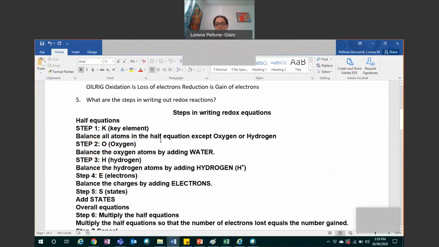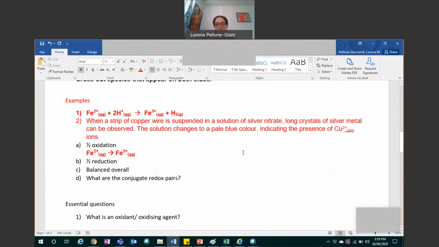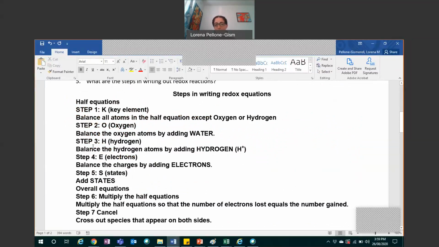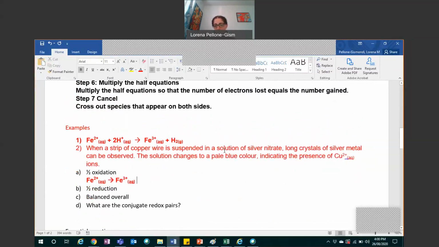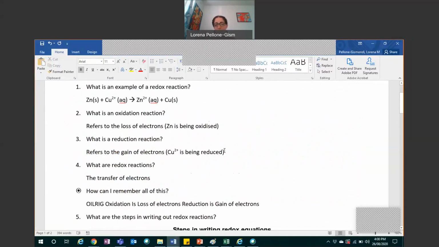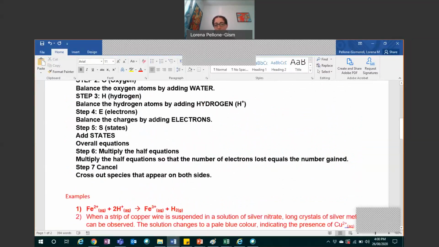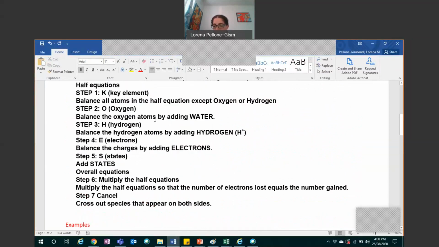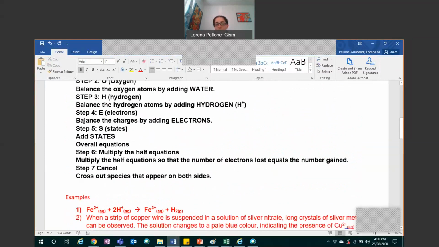Now we balance the oxygen atoms by adding water. Well, there's no oxygen atoms, so you skip that step. Balance the hydrogen atoms by adding H+. There's no hydrogen atoms, so you can skip that step. And really here, sorry, where I said the subheadings before, the complex redox reactions, that's what we're going to get into in lesson 4. But I wanted to give you all the steps now.